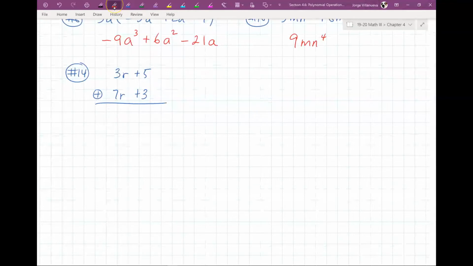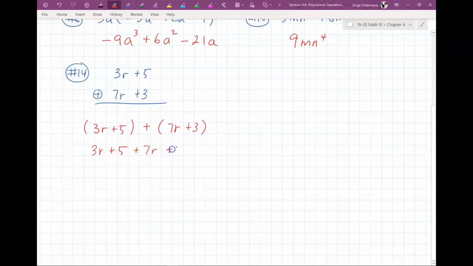You don't have to if you don't want to. But usually what I tell people to do is if you struggle doing the work vertically, just rewrite it: 3r plus 5, and then put these in parentheses, then plus 7r plus 3. You can always write them out horizontally if that helps. Getting rid of the parentheses at this point, you're supposed to distribute that plus into both terms. But whenever you distribute a positive, it doesn't change anything. Only a negative changes stuff, okay? So that's why everything kind of stays the same.